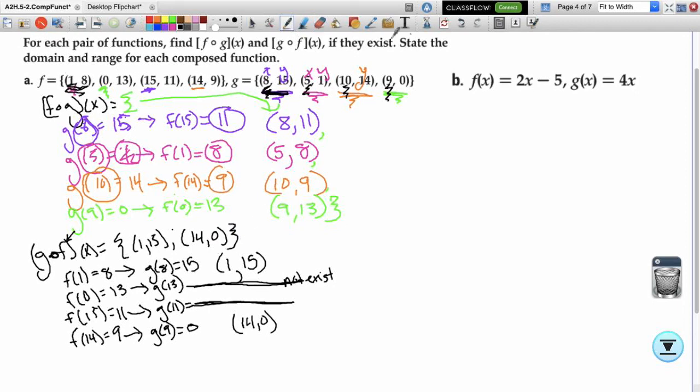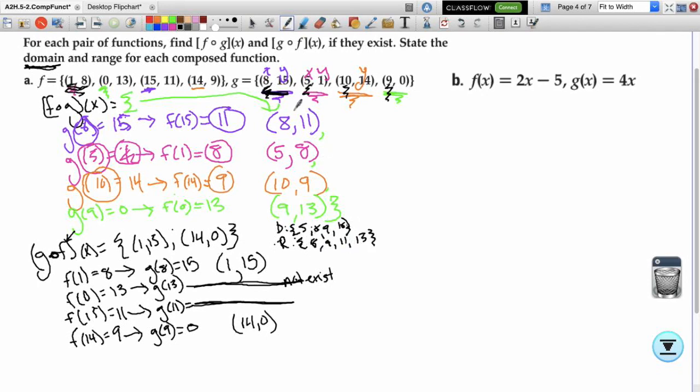Now, I want to remind you, if we were to do the domain and range of each of these, our domain is a list of all of our x values from least to greatest with no repeats. So here I would write domain, colon, curly bracket, 5, 8, 9, 10. My range for this first one would be all of my y's in order from least to greatest with no repeats. So 8, 9, 11, 13, all separated by commas.